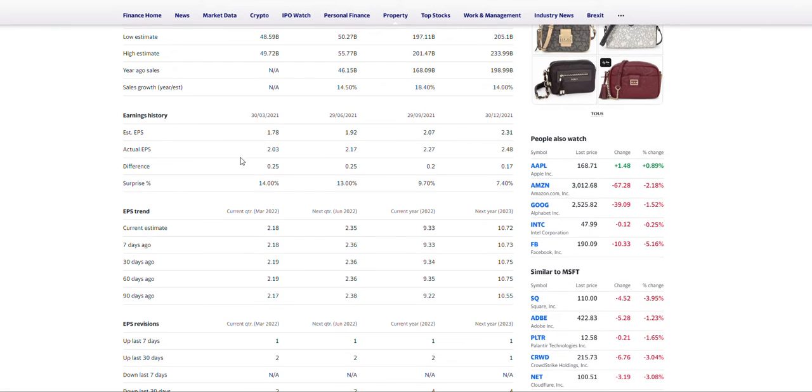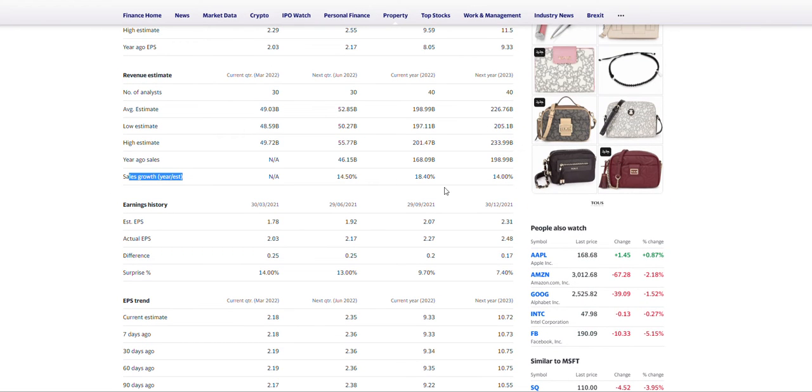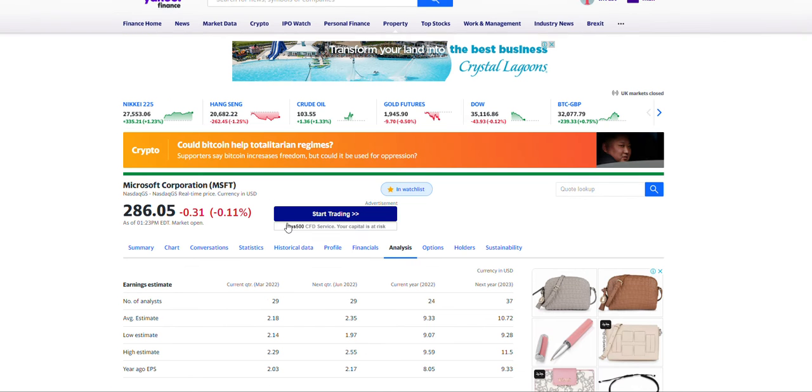So once I've done that, I can also look at things like the sales growth, 2022 against 2023 and what they've already done and so on. And then 2022, they're expecting about 18.4. The next year it's going to decline a little bit and so on.